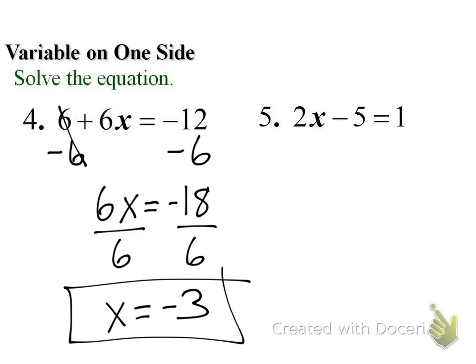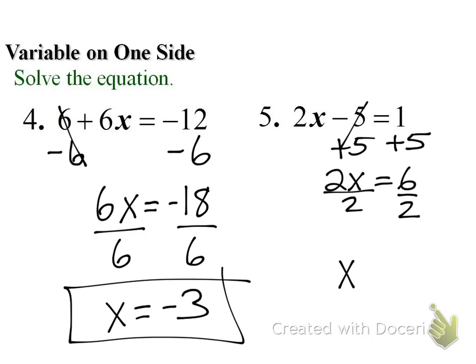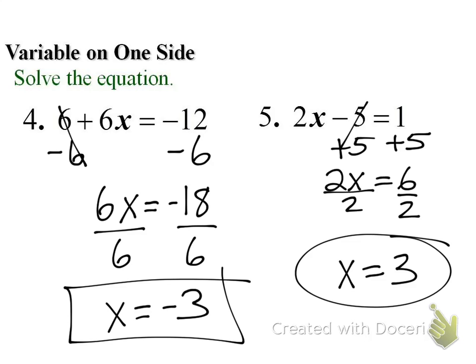Moving right along, number 5. Plus 5. Yeah. Get rid of the subtract 5. We have to add 5. 2x equals 6. Good. X equals 3. Wonderful. What are your questions?